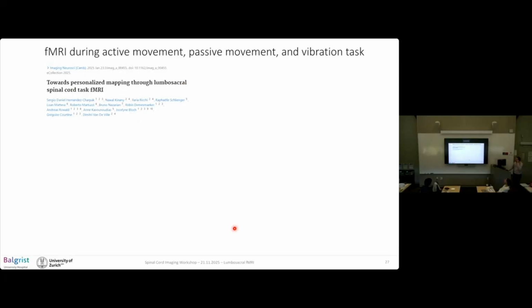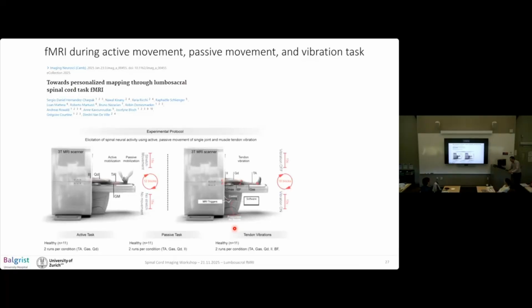The next study I would like to talk about is from Dimitri's group. So they applied not only active movement, but also passive movements of lower limb muscles and also tendon vibration. The tendon vibration is useful because you can access different muscles, also muscles which are difficult to activate within the scanner, for example, knee, hip extension. And yeah, so here's basically the setup: active movement, passive movement, and tendon vibration.